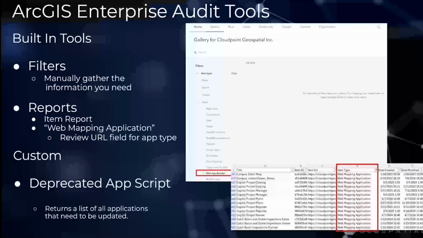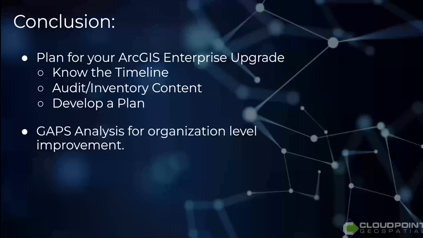The best option at the bottom there, the custom option, there's a deprecated app script. Basically, we run that against your portal, and it's going to give us a list of everything that's built on a product that is deprecated or being retired. So we run that, we get that report, and it shows us exactly what we need to update before we start to move to our next version of ArcGIS Enterprise. Again, it could be a lot of work depending on how much you've stayed on top of these things, but it's just something that we want you to be aware of if you're planning an enterprise upgrade.